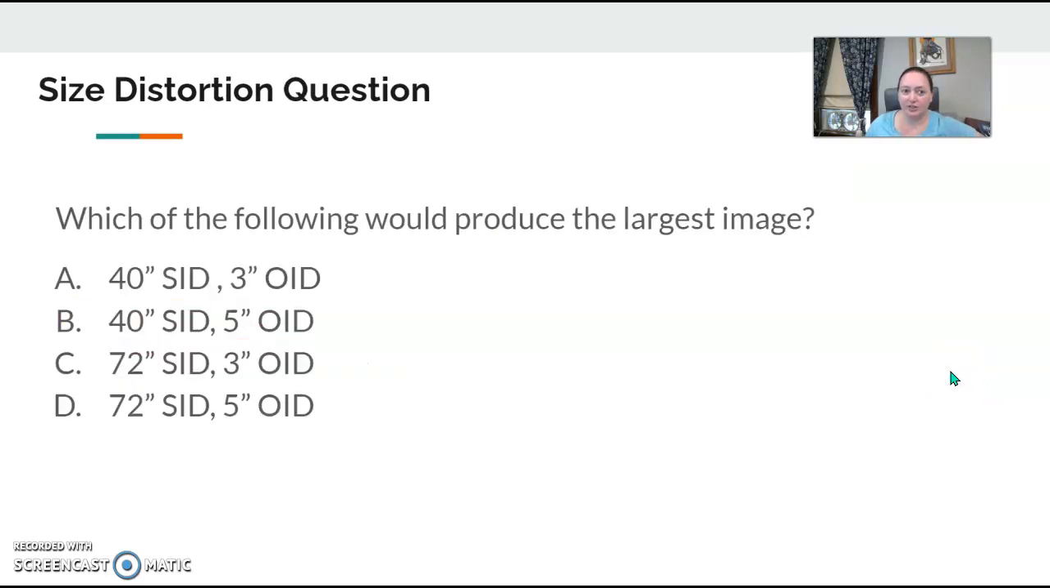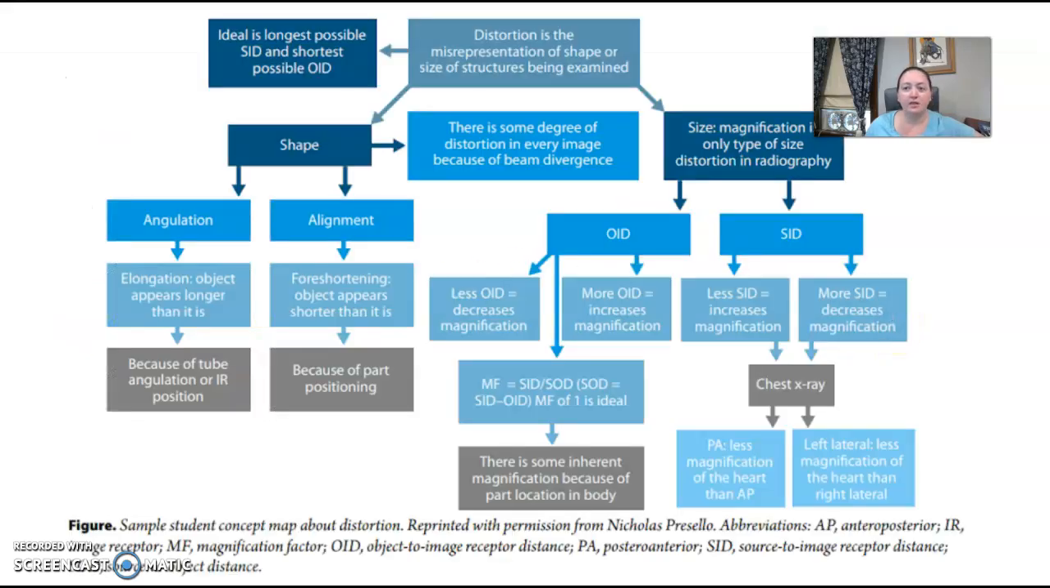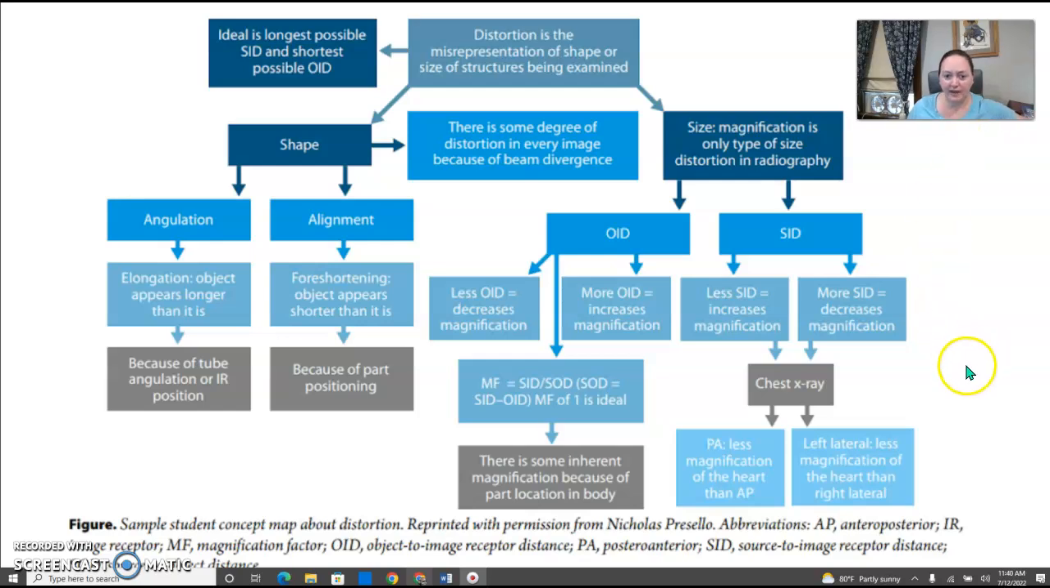Another size distortion question: which of the following would produce the largest image? Large would be size, and we know that a big OID would result in a magnified image. So when we're evaluating our options, the largest OID with the shortest SID gives me the largest image. This was a chart that I had found in an article that I really loved how it broke it down. If you're looking for another way to help you separate distortion, size, and shape and what controls it, I thought this was a really great one. Feel free to pause and grab that.